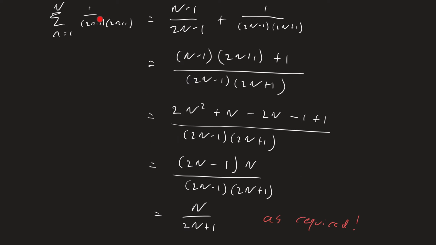So the sum of the first big N terms is equal to the sum of the first big N minus 1 terms, which by induction we know is this, plus the last term. We now get a common denominator. To make this denominator the same as this denominator, we just have to multiply top and bottom here by 2 big N plus 1. So I've got n minus 1 times 2 big N plus 1 divided by this.